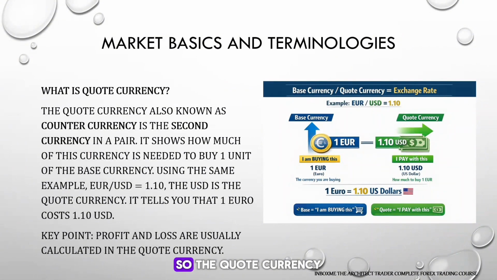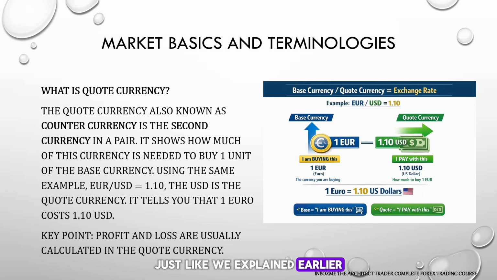So the first one is the base currency. Obviously, the second one will have a name. That's the quote currency. The quote currency, also known as counter currency, is the second currency in a pair. It shows how much of this currency is needed to buy 1 unit of the base currency.